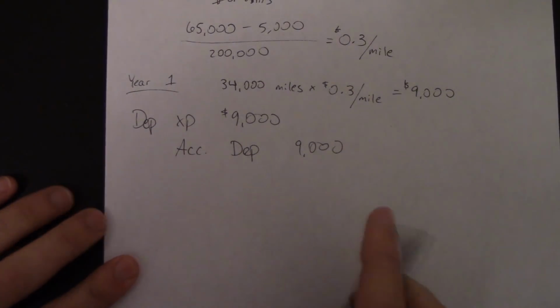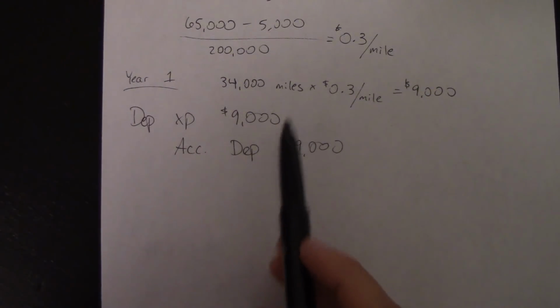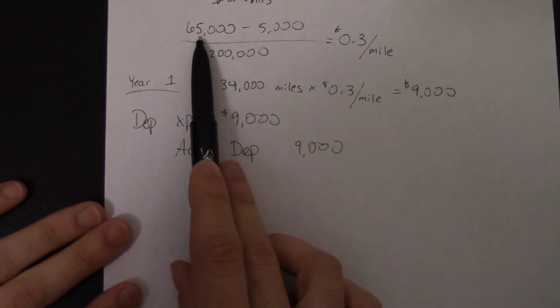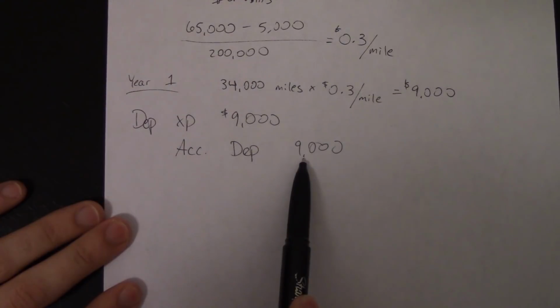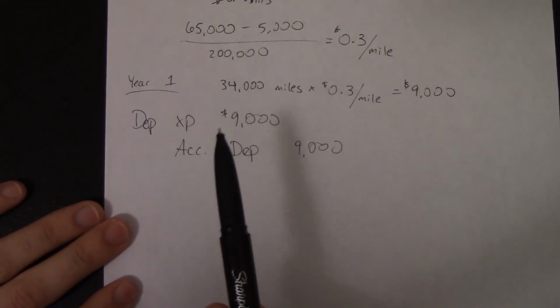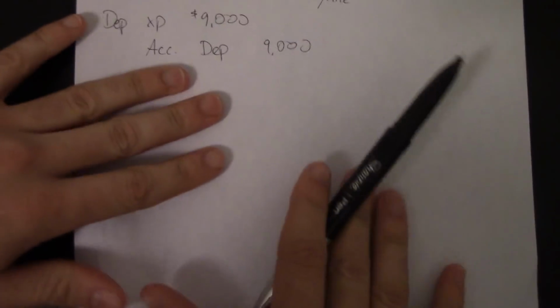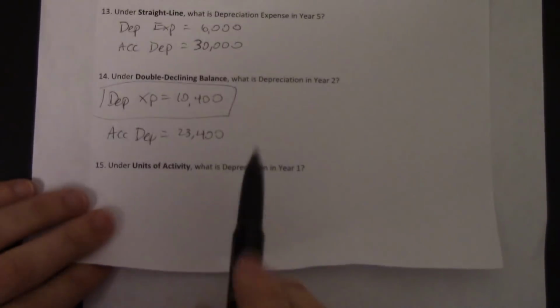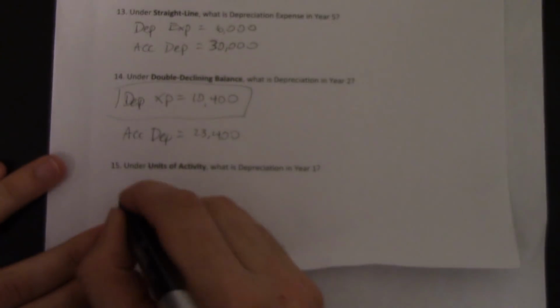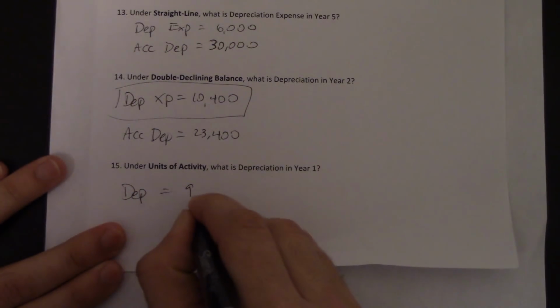So again, you can make a balance sheet. We would have a $65,000 bus, subtract the accumulated depreciation to give you your net book value. Now to answer this question, what's the depreciation? The depreciation is $9,000.